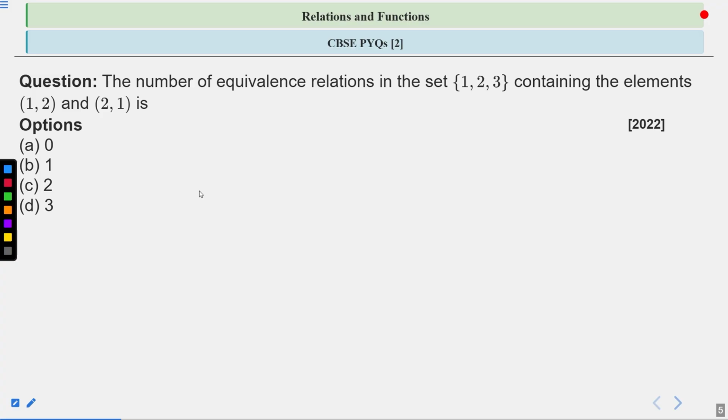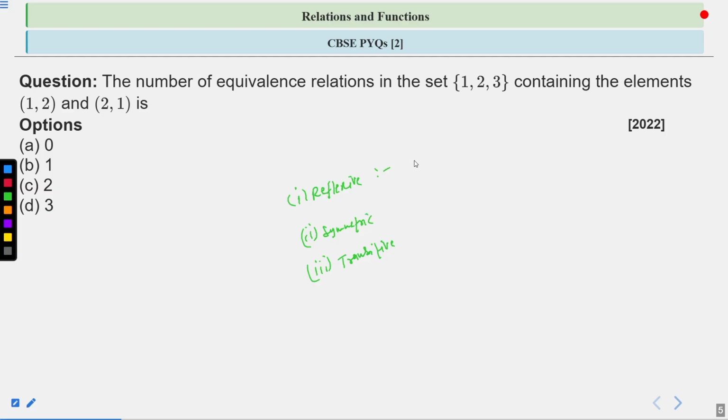So what is an equivalence relation? What are the conditions of equivalence relations? The relation must be reflexive, symmetric, and transitive. All three conditions must be satisfied for a relation to become an equivalence relation, right?